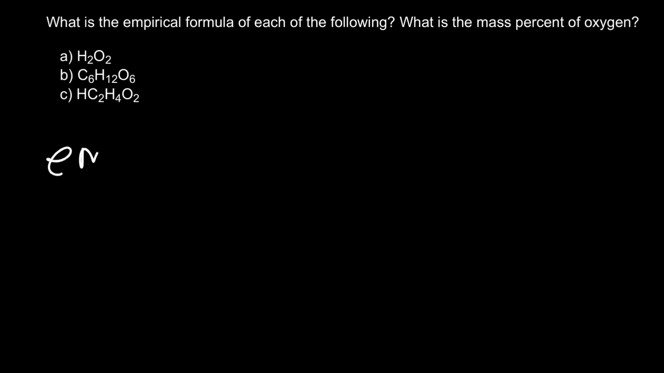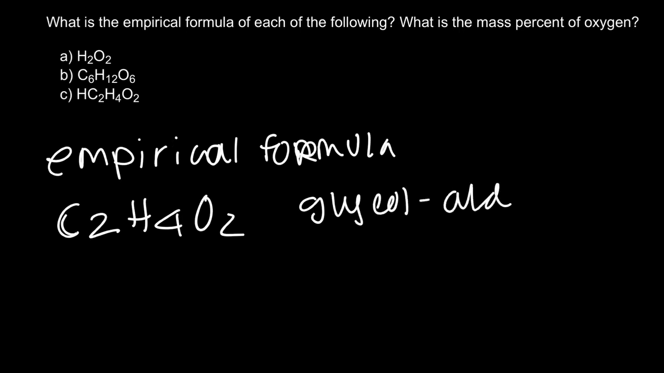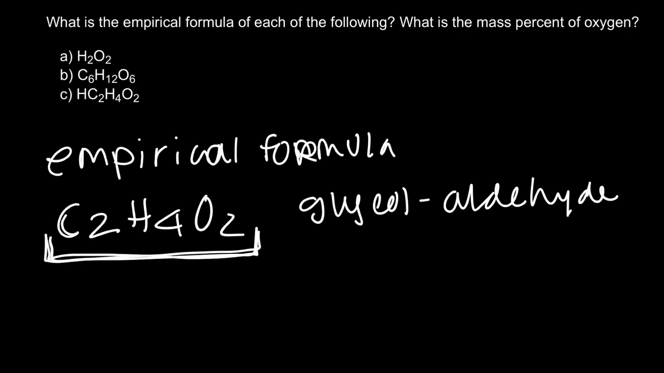So we're going to go empirical formula and what this means. I'm going to use an example, C2H4O2. This is a molecule called glycolaldehyde, and that's not important, but I'll include that right here. This part is important right here. This is a molecular formula, and this is what we're going to use to find the empirical formula. And all the empirical formula is, it's the ratio of atoms inside a molecule. So here, of hydrogen atoms to carbon atoms to oxygen atoms.